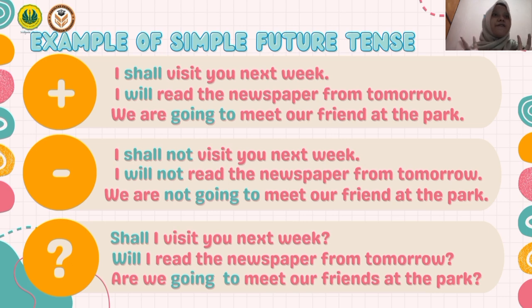For example of simple future tense, for the positive sentence, the first is I shall visit you next week. I is the subject, shall is the auxiliary verb, visit is verb 1, and then the complement. And then I will read the newspaper from tomorrow. I is the subject, will is the auxiliary verb, read is verb 1, and then the complement. And then the last is we're going to meet our friends at the park. We is the subject, are is to be, and then going to and verb 1 meet, and then the complement.